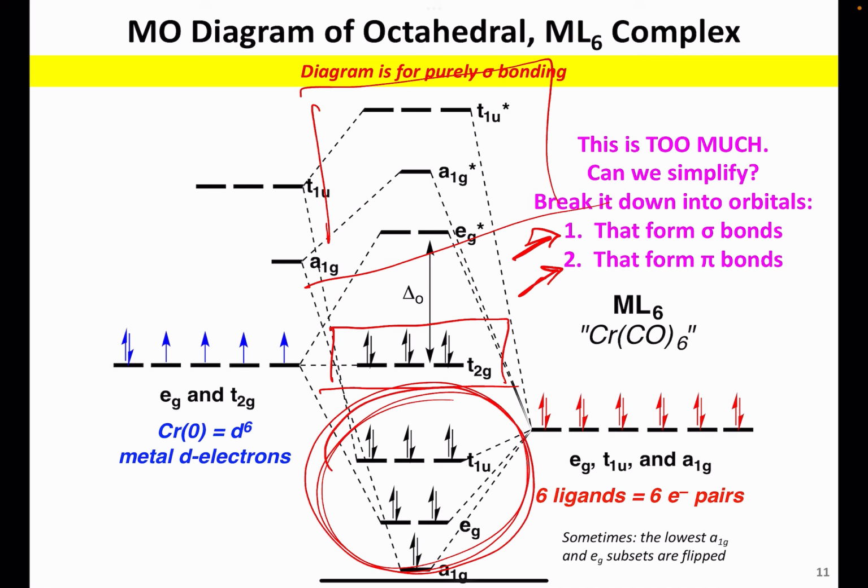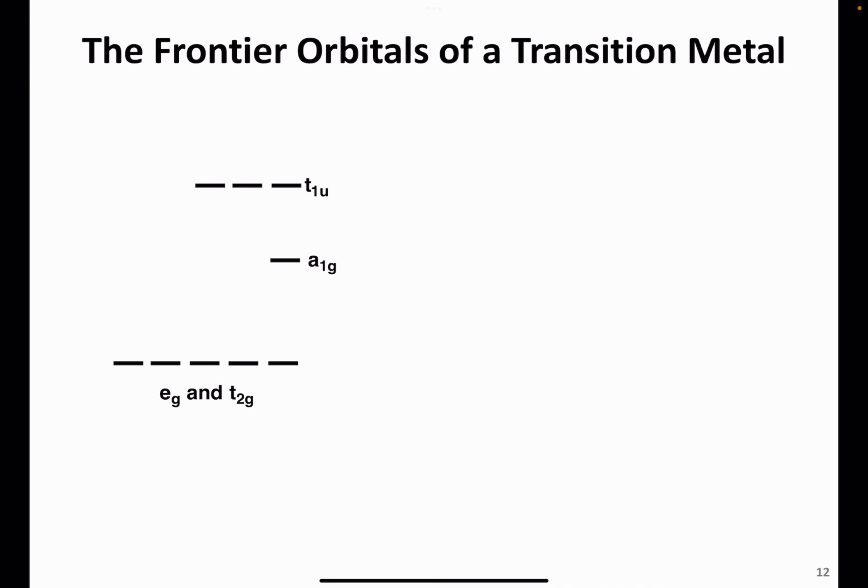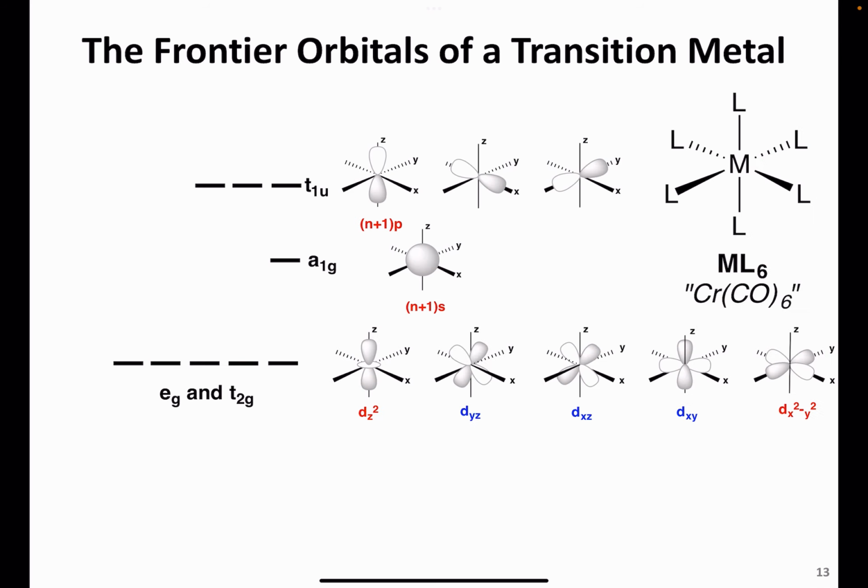And so what we're going to do now is take a step back and focus on the d orbitals that are on the transition metal center. If it's the chromium carbonyl compound shown in the previous slide, we have 5 d orbitals, we have 1 s orbital, and we have 3 p orbitals. And so if we're breaking these down now into orbitals that can form sigma bonds and orbitals that can form pi bonds, the best thing to do is draw out the orbitals. And so if we draw out the orbitals, they look like the ones that are shown here.